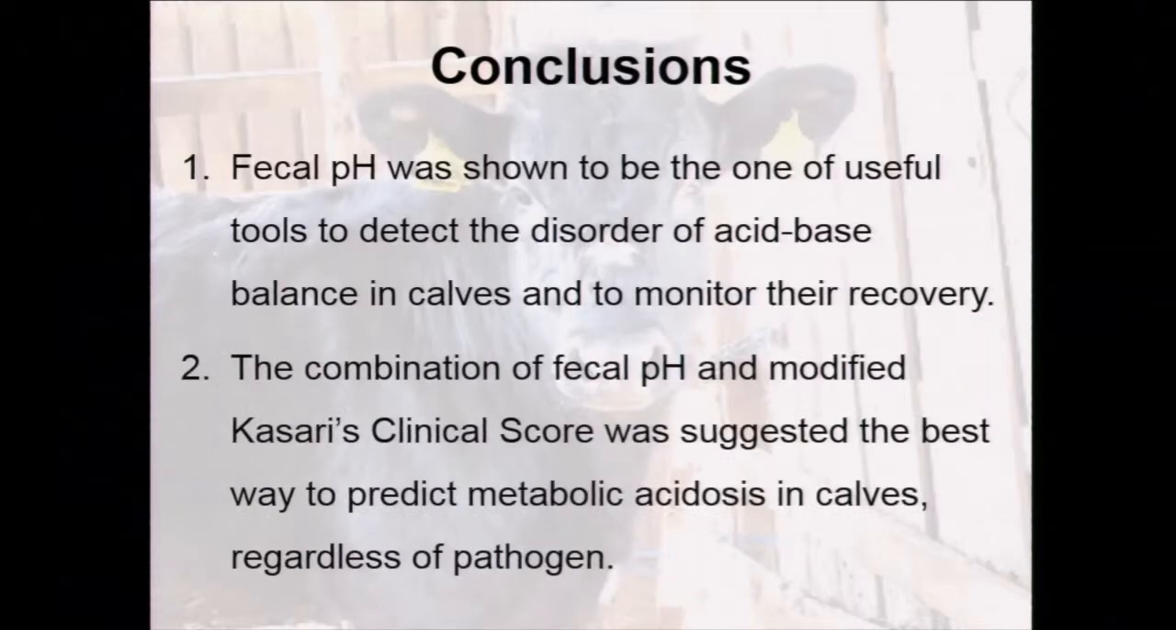It was found that metabolic acidosis could be detected with considerable accuracy using the clinical score and fecal pH, regardless of pathogens. As I mentioned, measurement of fecal pH is inexpensive and can be performed easily anywhere and anytime. So we hope that measurement of fecal pH contributes to more effective diagnosis and treatment of metabolic acidosis in the field.